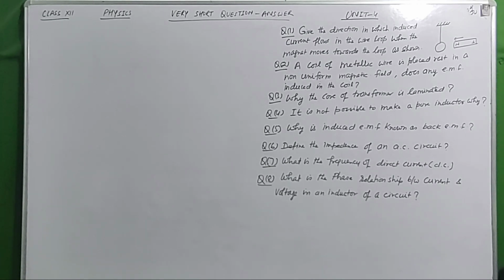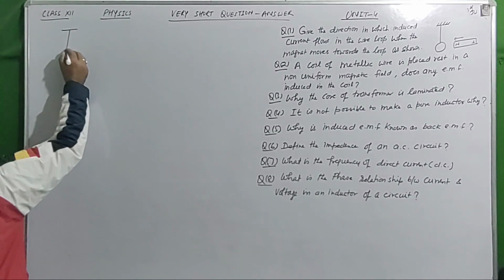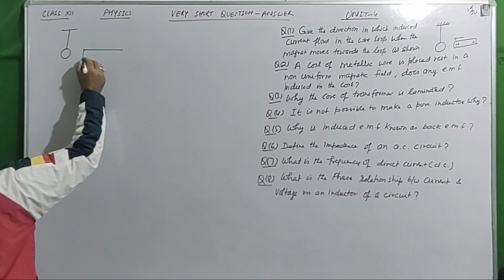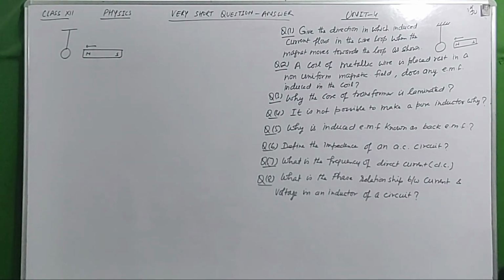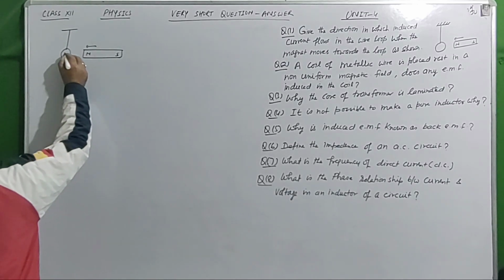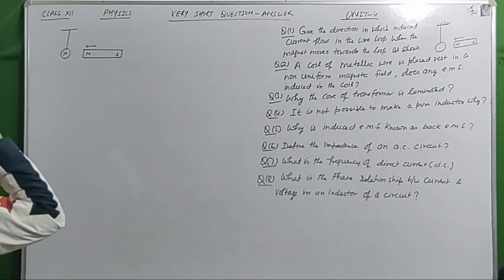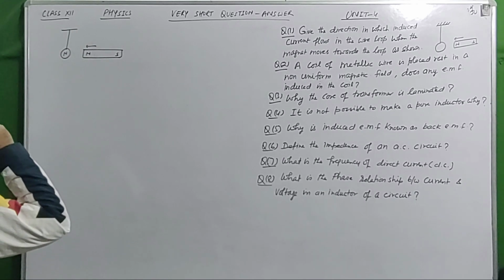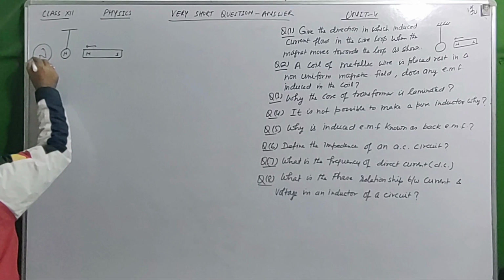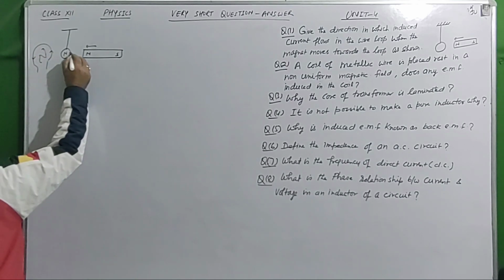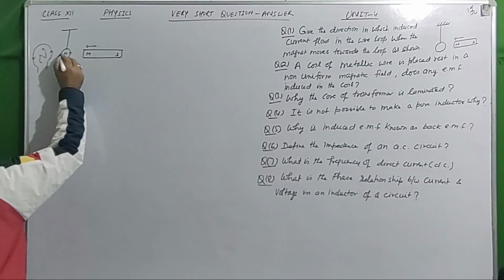First question. Give the direction in which induced current flows in a wire loop when the magnet moves toward the loop as shown. This is the loop and the magnet is moving toward the loop, North Pole first. So what happens? The loop which is facing the North Pole behaves like a North Pole. According to Lenz's law, it opposes because the North Pole is coming toward it. So it is a North Pole, and the direction of current is anti-clockwise.